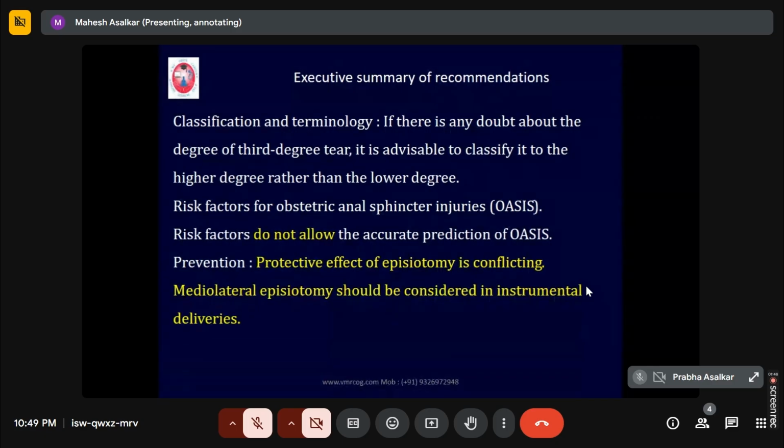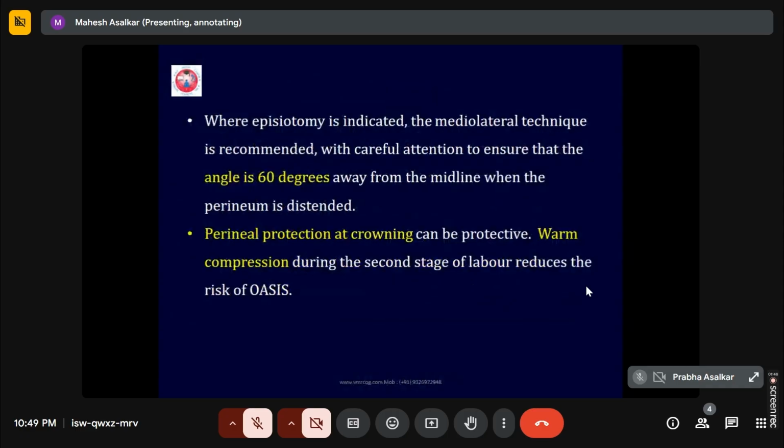Prevention, what you can do to prevent: one, the protective effect of episiotomy is conflicting. Second, mediolateral episiotomy should be considered in instrumental delivery. So when you are performing an instrumental delivery, you go for mediolateral episiotomy. However, the protective effect of routine episiotomy is conflicting in preventing perineal tears. Where episiotomy is indicated, the mediolateral technique is recommended, with careful attention to ensure that the angle is 60 degrees away from the midline when the perineum is distended.